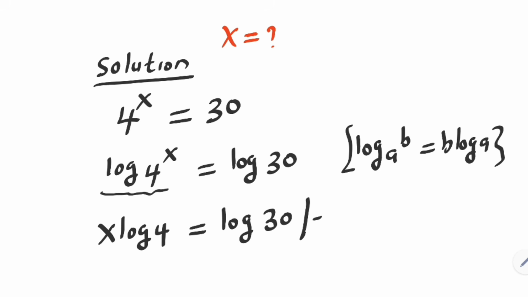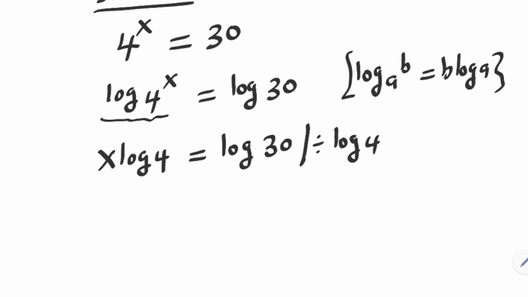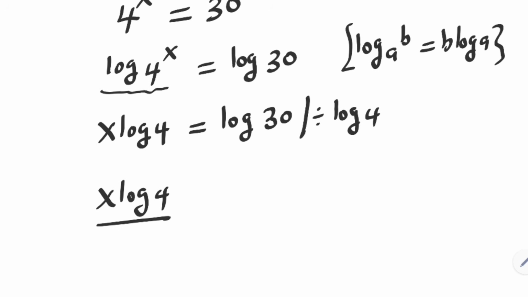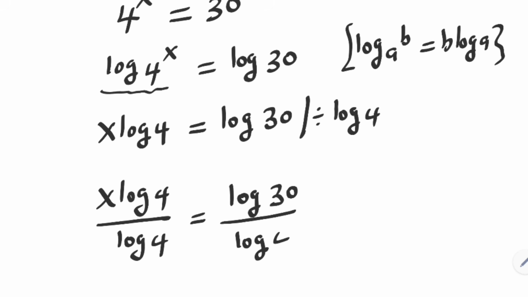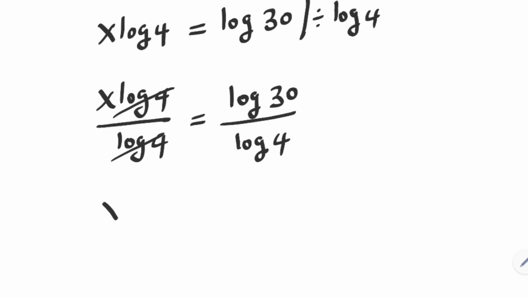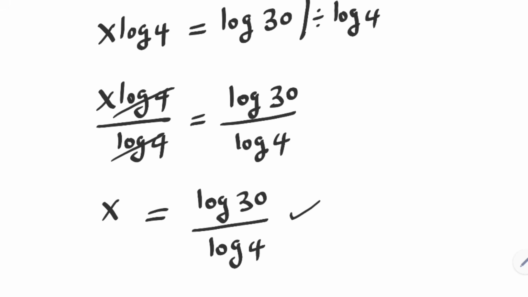Let us divide the whole of this equation by log 4. Then we have x log 4 divided by log 4 is equal to log 30 divided by log 4. This log 4 cancels this log 4. x is equal to log 30 divided by log 4. Then we can express this further.